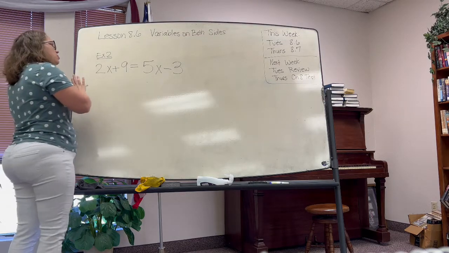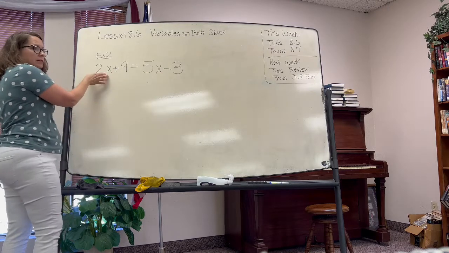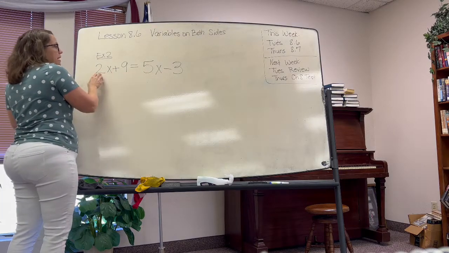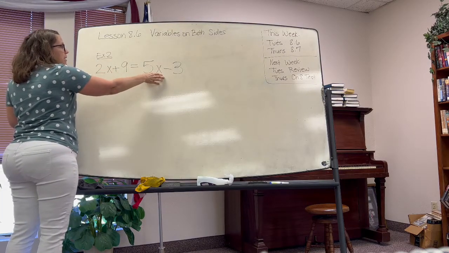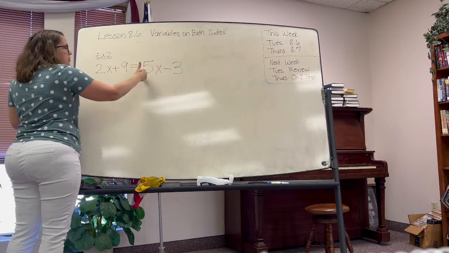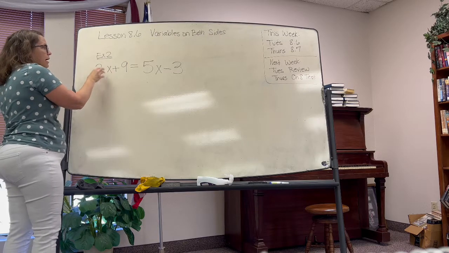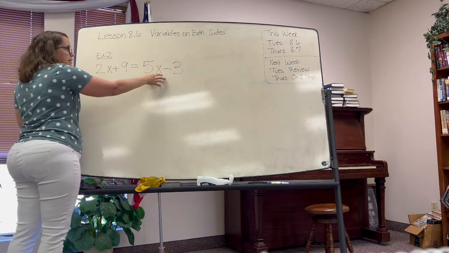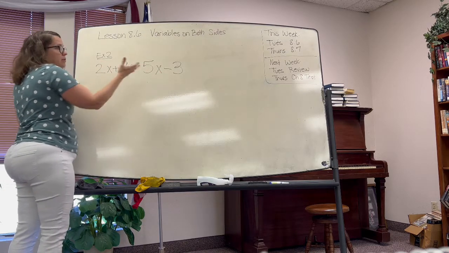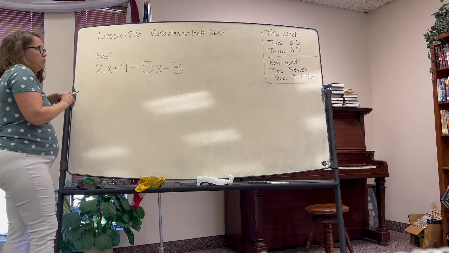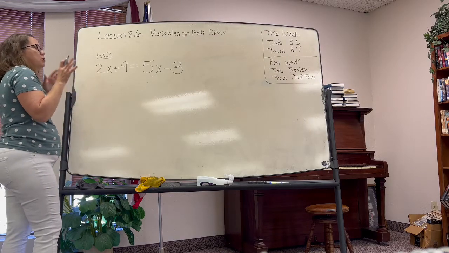So remember how I told you I usually get the x's all on one side, on the left side? So I would put minus 5x, because this is a positive x, so to do the opposite is minus 5x on both sides. Or I could move the 2x over to this side, and then that makes it so that it's not negative. So either way is fine. I'm going to show you a couple of ways.